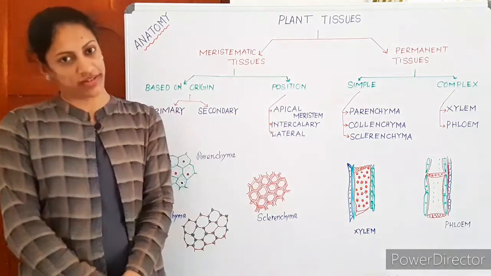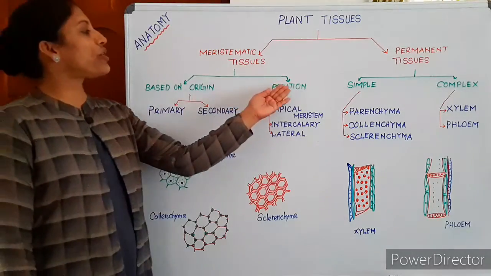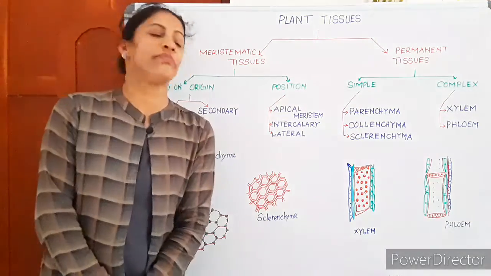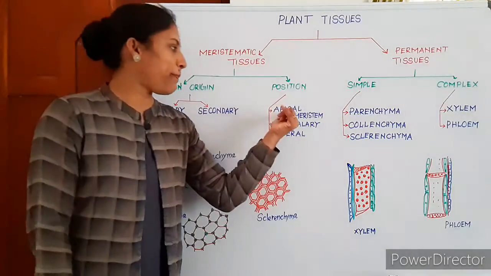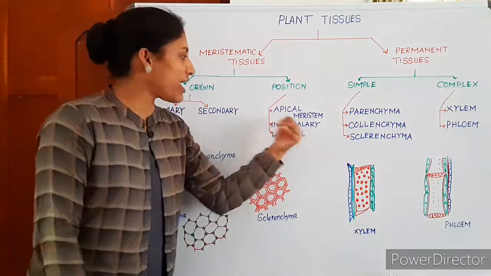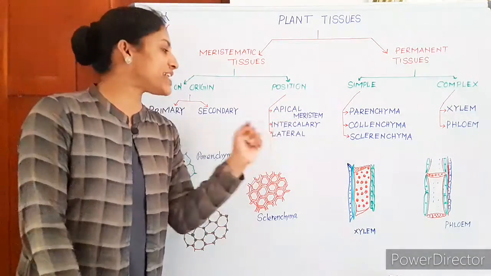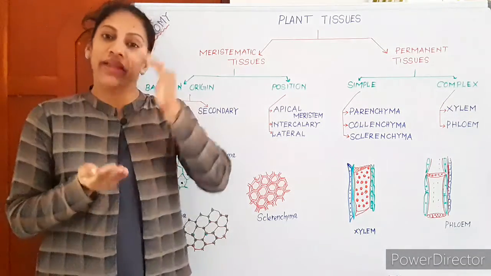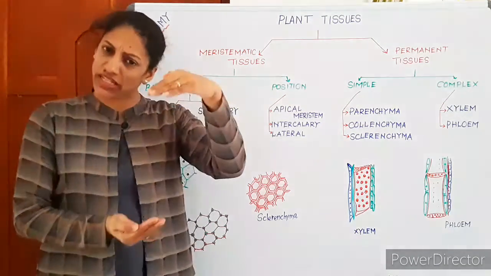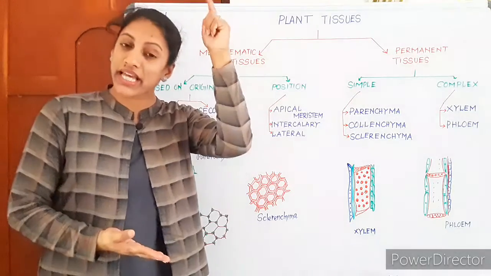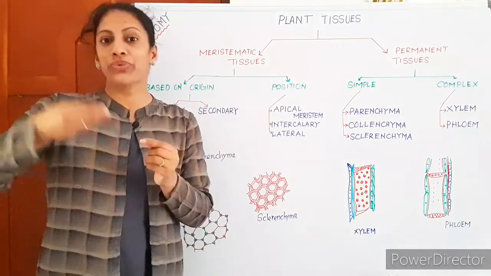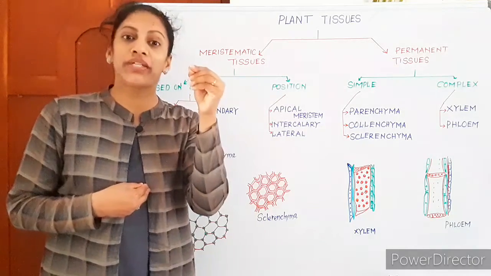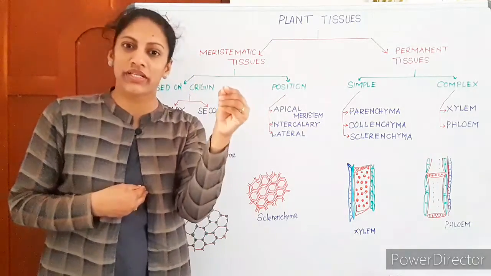Then, based on position or location, meristem is classified into apical meristem, intercalary meristem and lateral meristem. Just listen. If it is a small plant or a big plant, its extreme tip, every shoot's extreme tip, we can call it the shoot apex. That is an apical meristem.